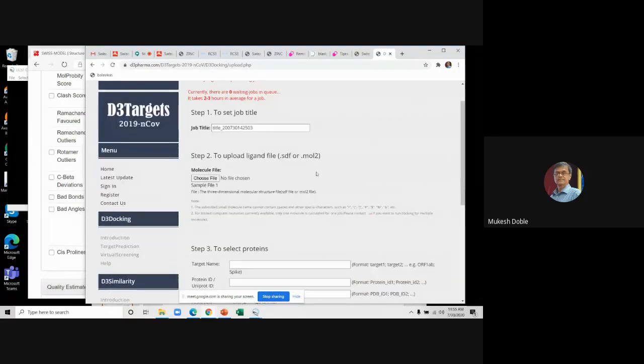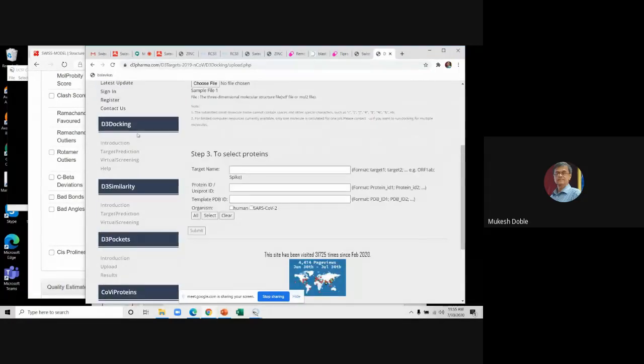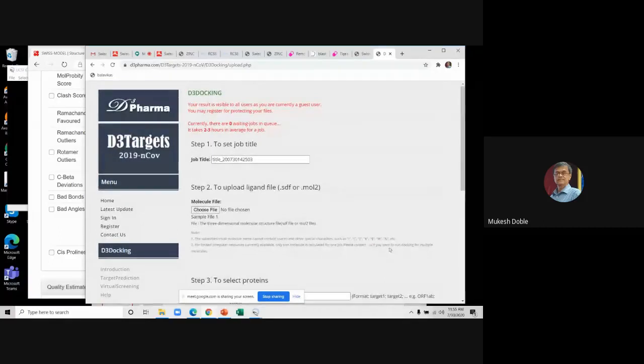Okay, so here we can give the ligand, and then choose, and then we can run. It will go through all these SARS-CoV targets and then come up with results based on the highest score. That's called D3 docking. It also identifies the target based on the similarity of the structure of the ligand which you give against other ligands which are stored. Okay, so this is a recent addition which gives you target prediction focused on SARS-CoV-2.